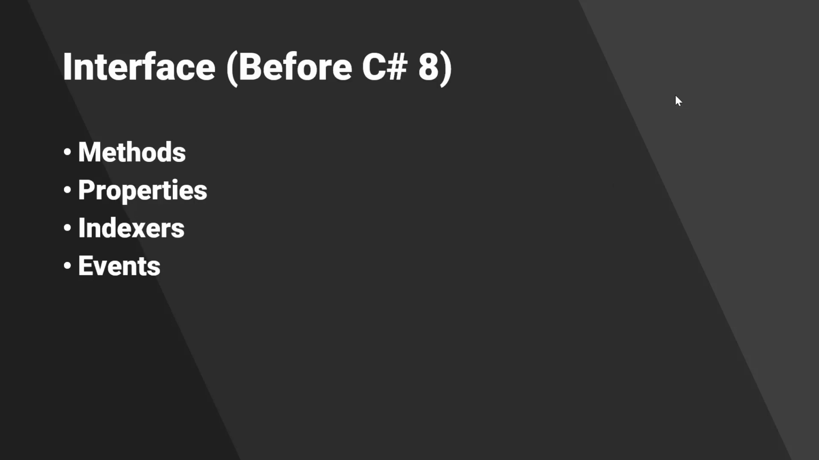Other than this, interfaces can have only 4 types of members. First is the methods, properties, indexers and the events. So whatever I'm talking about is before the 8th version of C#. Let's open the Visual Studio and do a basic setup of an interface and a class.